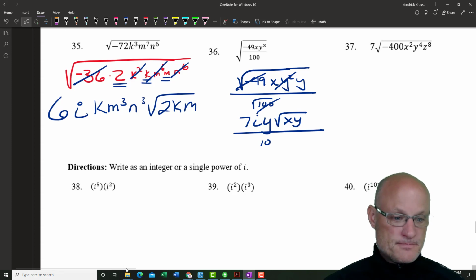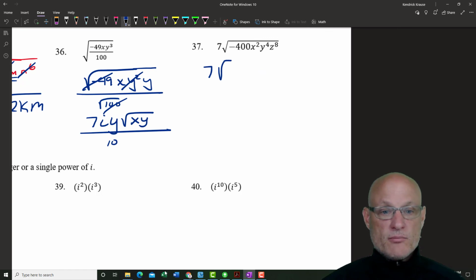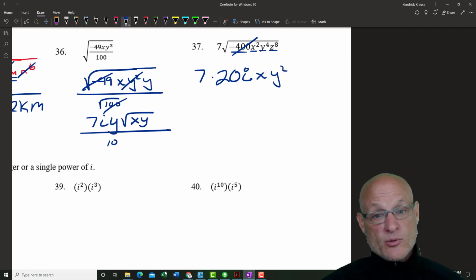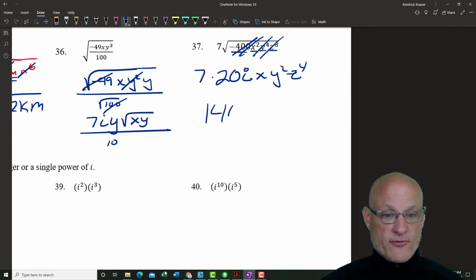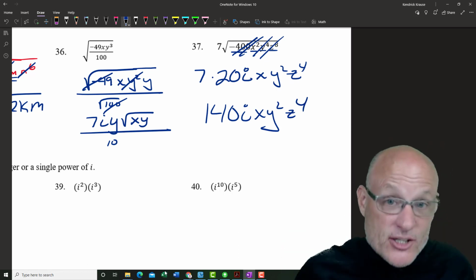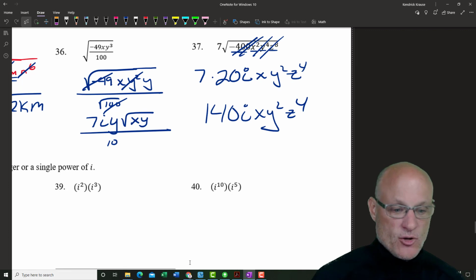All right, last one. 7. Oh, what do we got here? 7. That's a perfect square. That's a perfect square. That's a perfect square. And that's a perfect square. We're in good shape. 7 times square root of 400 is 20. So this is 20i. x, y squared, z to the 4th, right? So what do we have here? 140i, x, y squared, z to the 4th. The big thing you got to remember about a negative under a square root is it has nothing to do with being negative. It is simply the imaginary number i, or the imaginary symbol i.